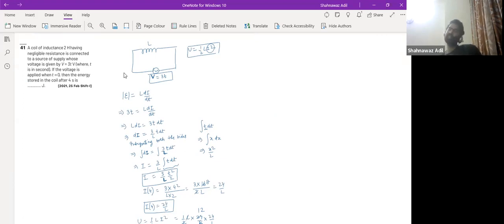Then this chapter would be over, because we have done inductance, mutual inductance, self-inductance, EMF, and the energy of inductors.